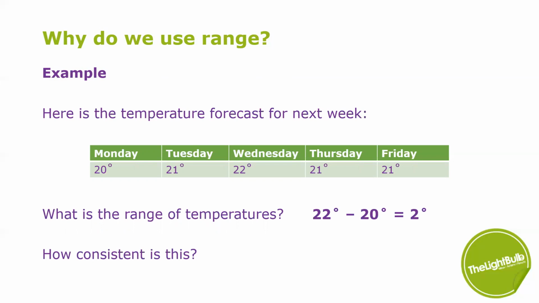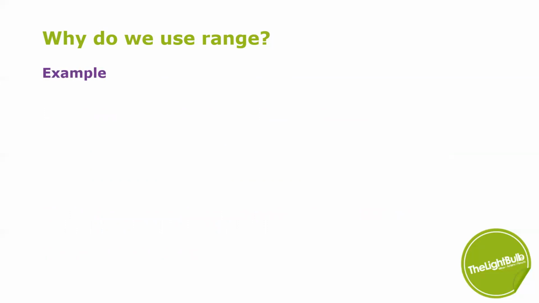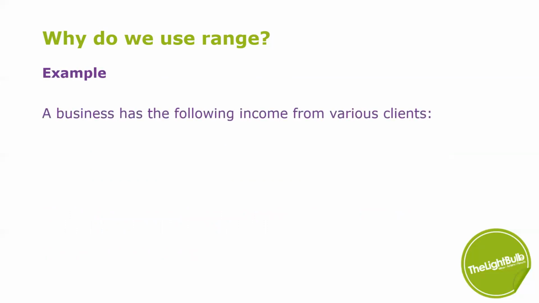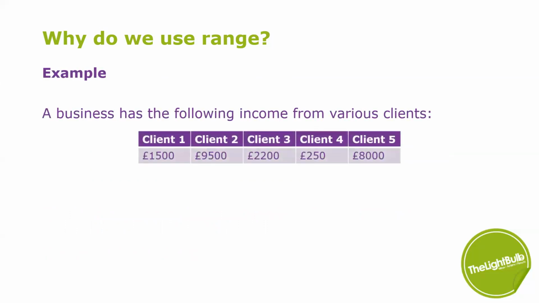certainty, hopefully. And then secondly, we might see this completely different if we have a look at a business example here, which has the following income streams from different clients. So client 1 brings £1,500 into the business, client 2, £9,500, client 3, 2,200, and so on. So once again, I'm going to pause the video. Can you work out the range of income here?